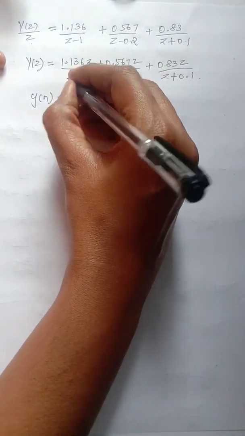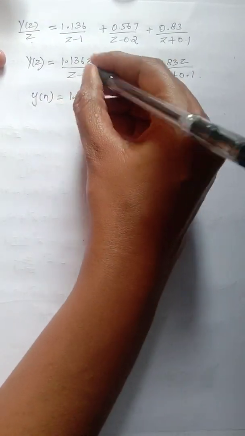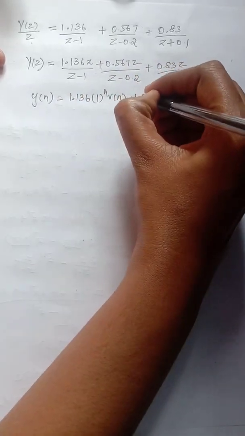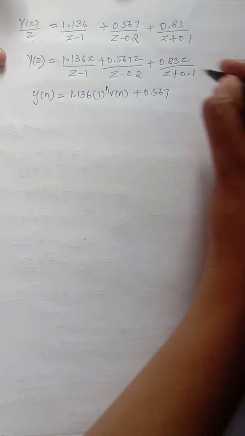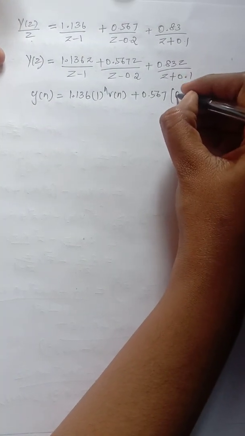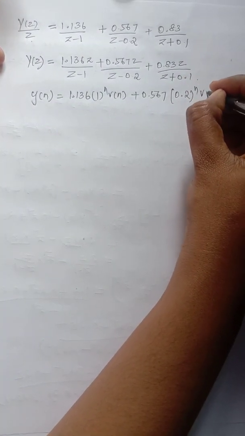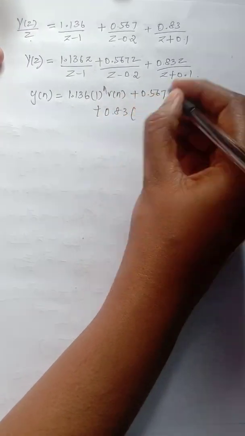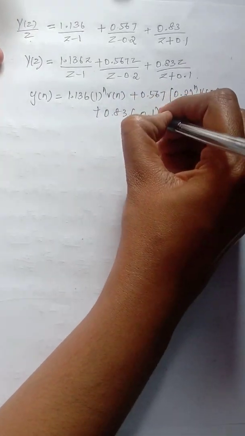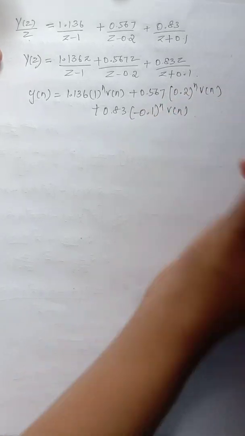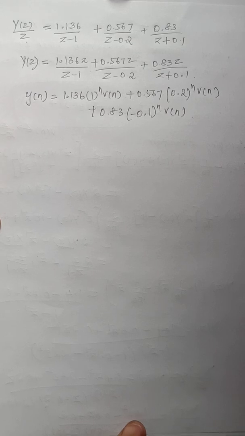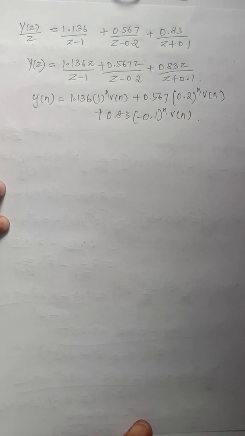So y of n, here it is 1.136 into 1 power n into u of n plus 0.567 into 0.2, the whole power n, u of n plus 0.83 into minus 0.1, the whole power n, into u of n. So this is for the resultant. In a similar manner you have to find it for all values.